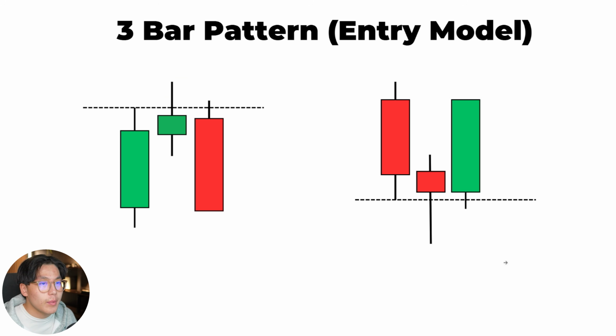So what we're going to be talking about today is what's called the 3-bar pattern. The 3-bar pattern is one of the most effective entry models that you can use for continuations and reversals. We're going to take a deep dive on exactly what the 3-bar pattern is, the difference between a strong 3-bar pattern and a weak 3-bar pattern. We're going to take a look at continuation setups and reversal setups. And then of course, we're going to be going over some live examples at the end. So let's get right into the charts.